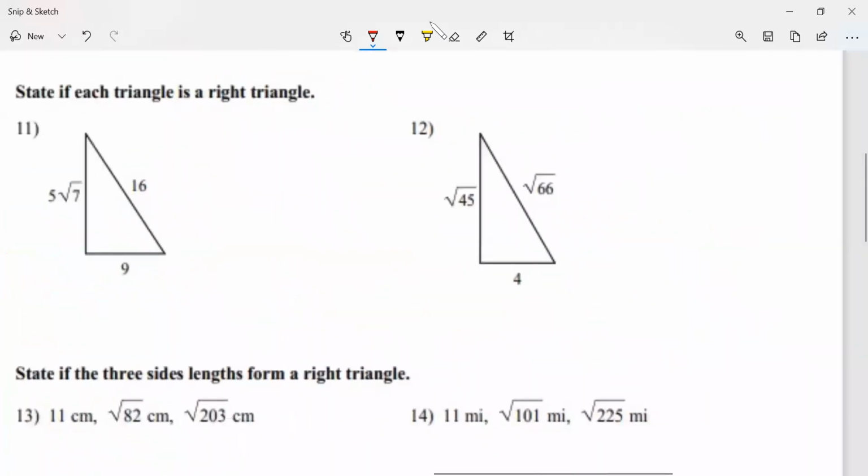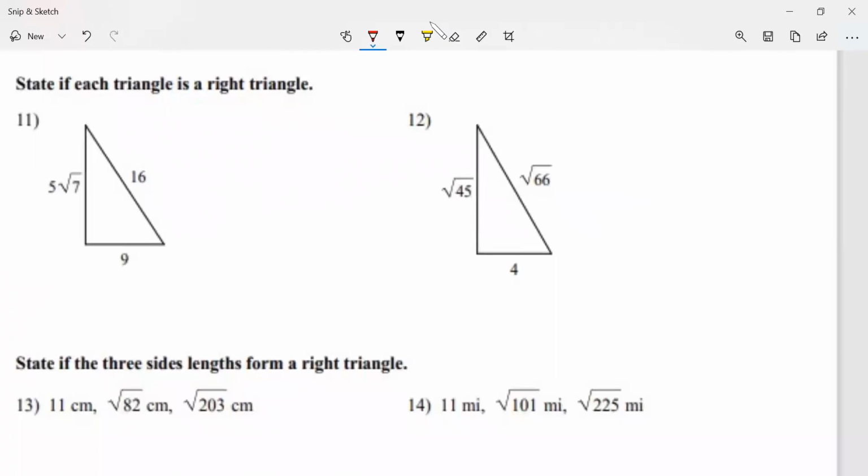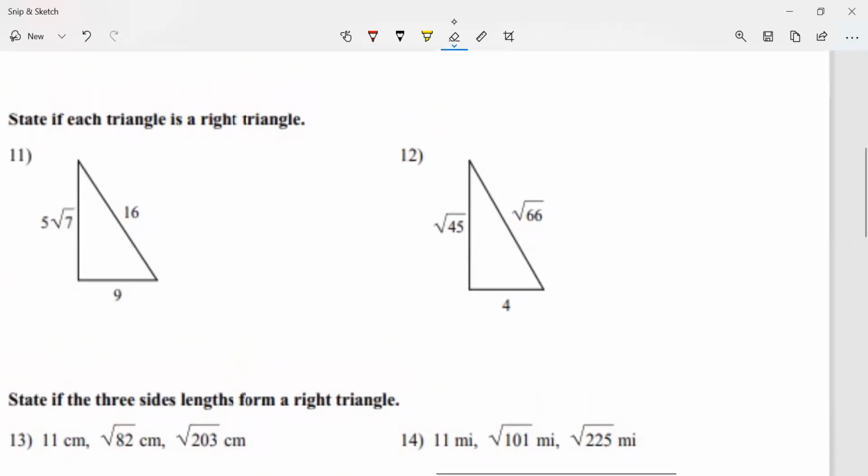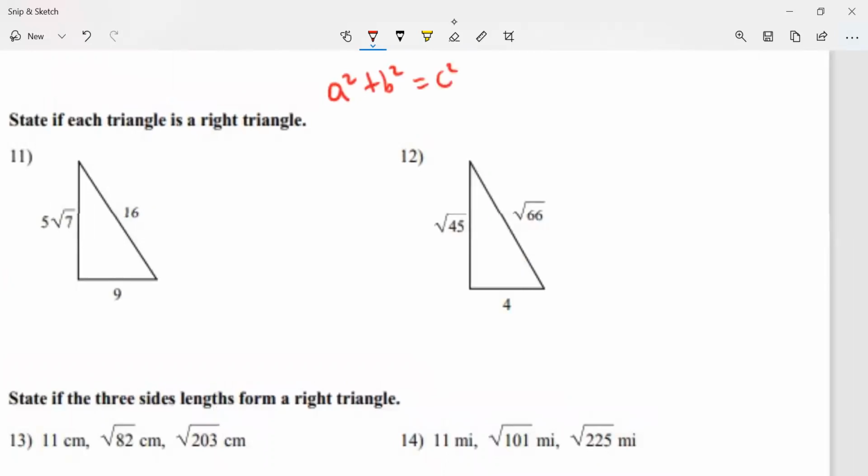State if each triangle is a right triangle. What I'm asking is, is this corner 90 degrees? Now, it kind of looks like it, but how do I know it's not 89 degrees or 91 or even 89.3 degrees? How do I know it's exactly 90 degrees? Interesting, we know the Pythagorean theorem, a squared plus b squared is equal to c squared, happens only if I have a right triangle.